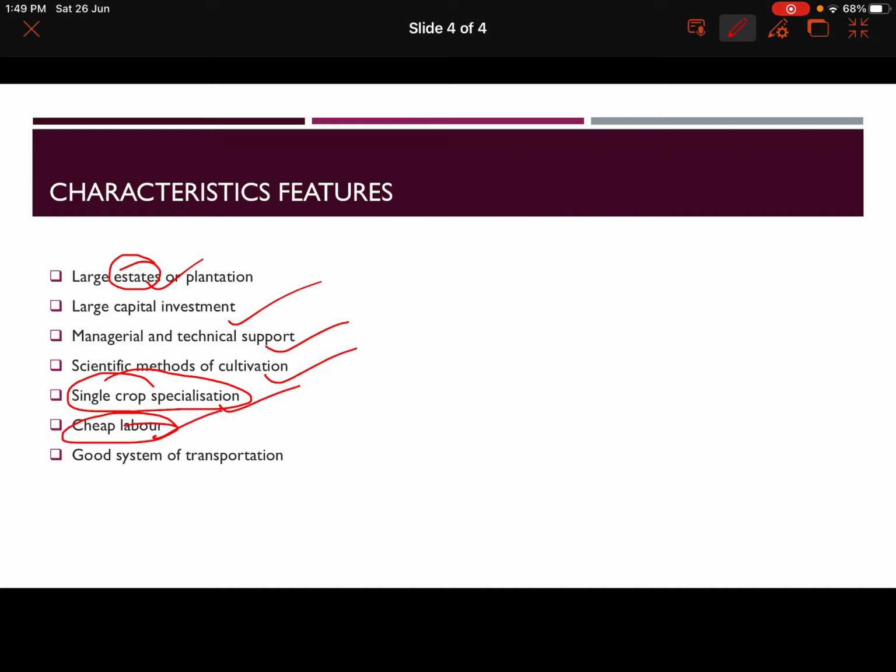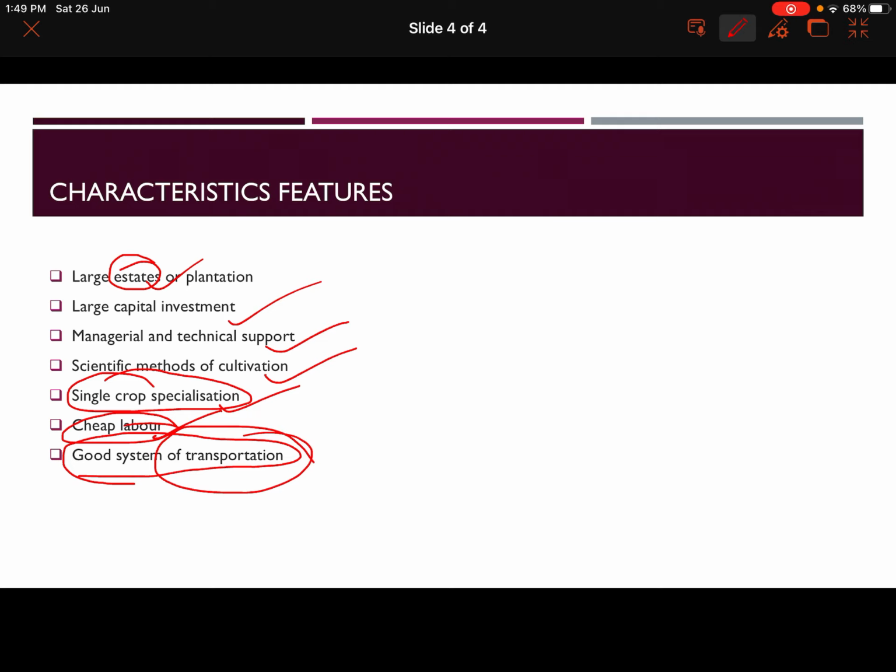Now the next one is a good system of transportation, because these fields are huge. They cannot be in the center of the city, so they have to be connected properly with road networks and transportation, so that the raw material can be transported from the field to the market, and it does not get spoiled in between, or anything go wrong with it. So that is to be done with a good system of transportation.